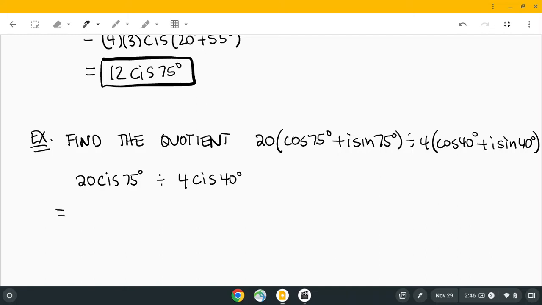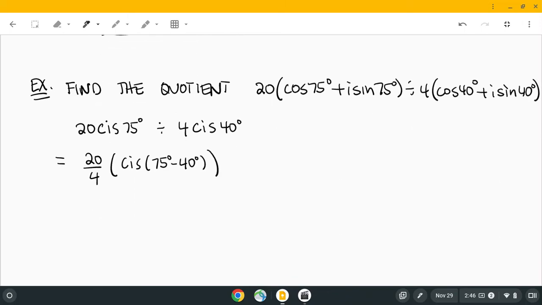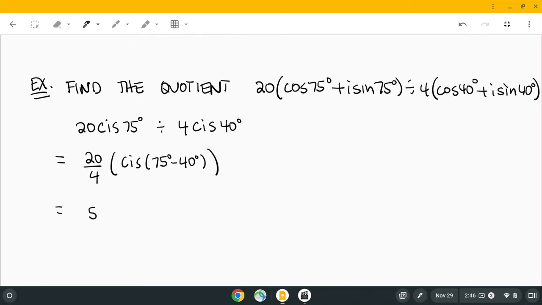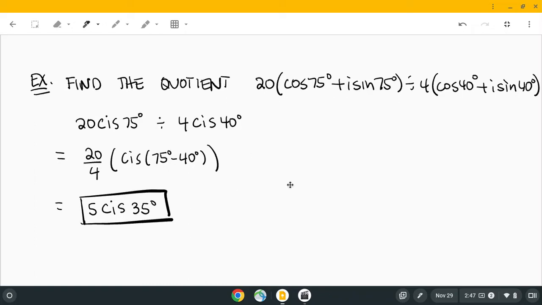Okay, so then we do the division between the r's, 20 divided by 4, and then we go ahead and we subtract the angles in the proper order. Okay, so then we end up with 5 cis 35. All right. And you can use either the long way of writing this, like 20 cosine, or you can use the cis method. Okay.